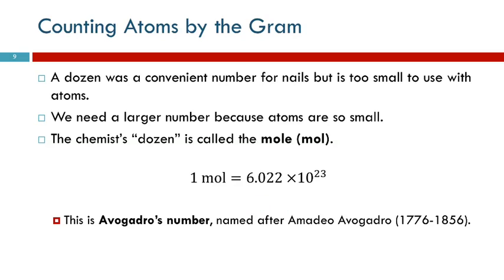This number, 6.022 times 10 to the 23rd, is called Avogadro's number, named after the scientist Amedeo Avogadro, 1776 to 1856. He did some really cool experiments that led us to the understanding of what that number was, or is. So that's 1 mole.